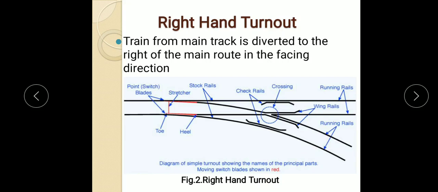Here it also shows the basic components as shown in the figure. It consists of points or switches, stretcher bar, stock rails, check rails, wing rails, running rails, etc. And this is a crossing. Crossing is already covered under the heading crossings or points. So this is the first type of turnout.